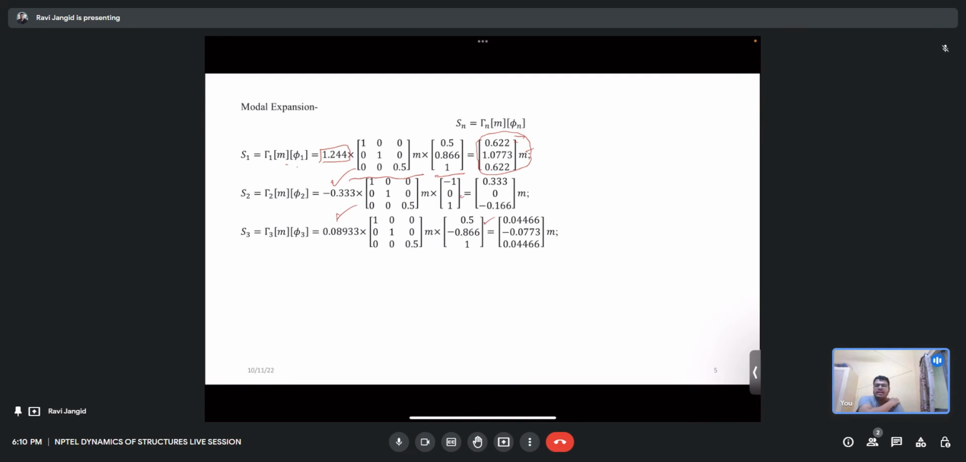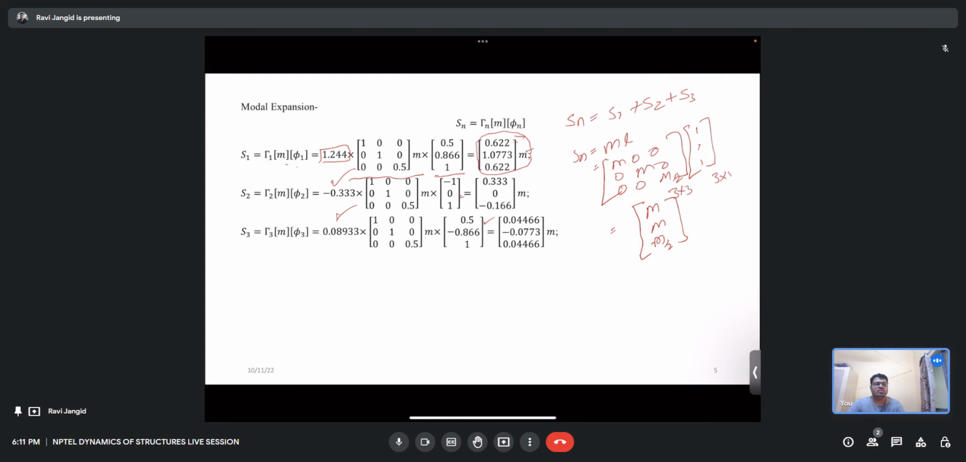And this total Sn would be S1 plus S2 plus S3, and Sn would be m times L, and m is our mass matrix, m 0 0, 0 m 0, 0 0 m by 2, times the L vector 1 1 1. Okay, so if you do this 3 by 3 times 3 by 1, you will get a 3 by 1. Okay, so this will be m, m, m by 2. Okay, so your Sn is distributed like this.